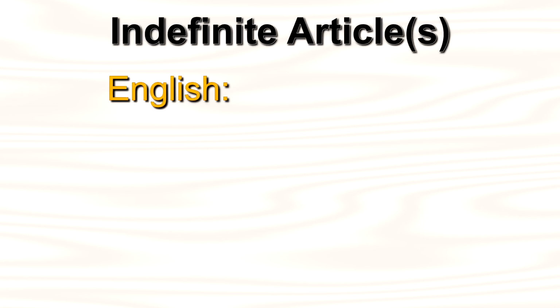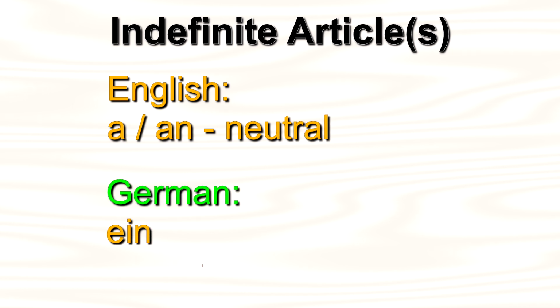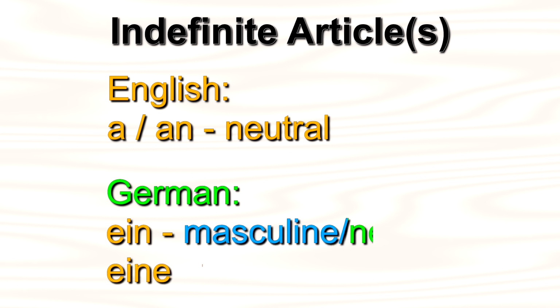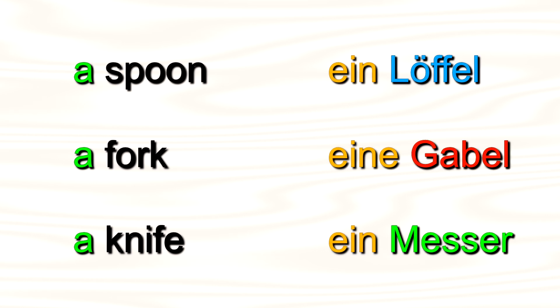We also have the indefinite article in English, which is a or an. Here we have only 2 in German instead of 3. Ein and eine. Ein is for masculine and neutral nouns, and eine is for feminine nouns. So going back to our example words, if we want to say a spoon, a fork, and a knife instead, we would say ein Löffel, eine Gabel, and ein Messer.